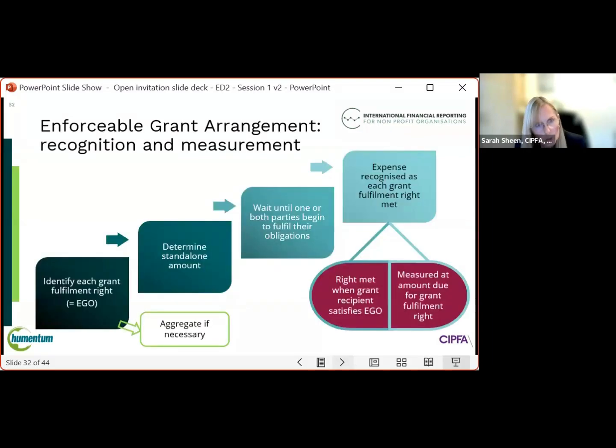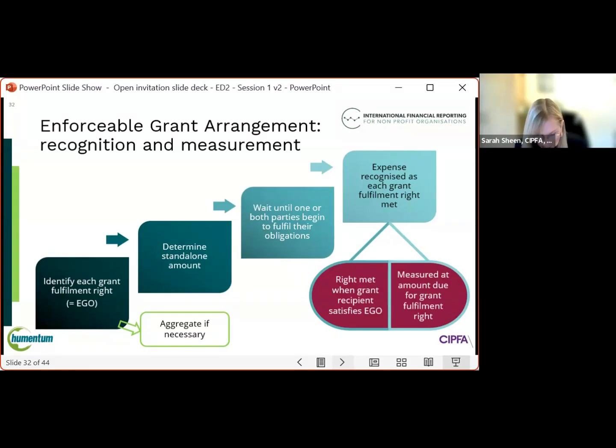Next slide, please. So with the EGAs, there is a need to recognise or identify when you're doing it, and Karen talked about this earlier, each grant fulfilment right, and they will correspond to each enforceable grant obligation for the provider. So the EGAs may need to be aggregated because they may be interrelated, interdependent. Activities supported by grants, and where this is the case, the grant provider can't aggregate those until it meets the definition of a distinct grant fulfilment right.